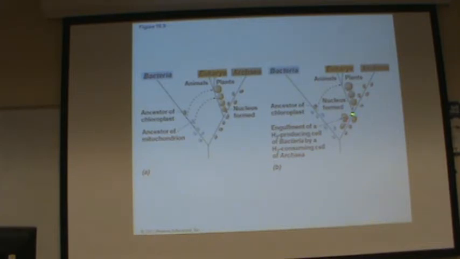To be honest, this model came out about 10 years ago while I was in graduate school. At the time, people just laughed at it. But apparently now we think this model is so correct we can put it in a textbook.